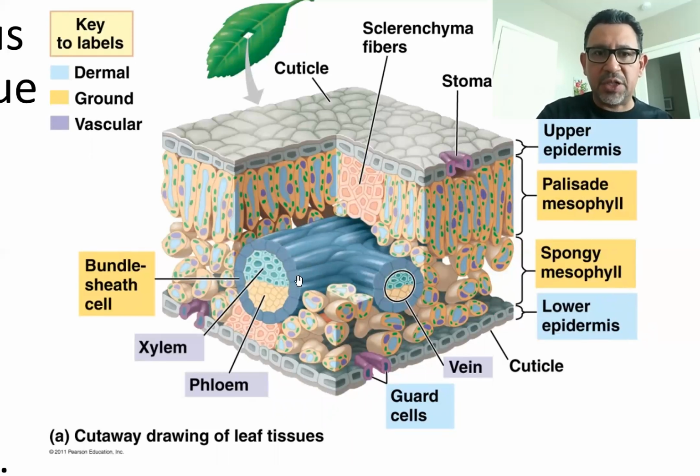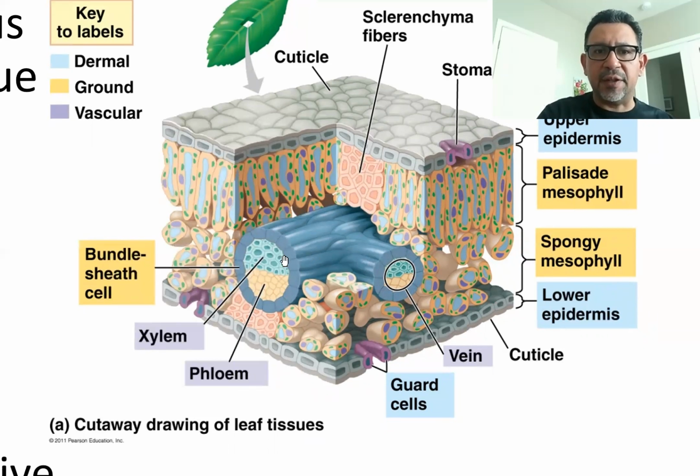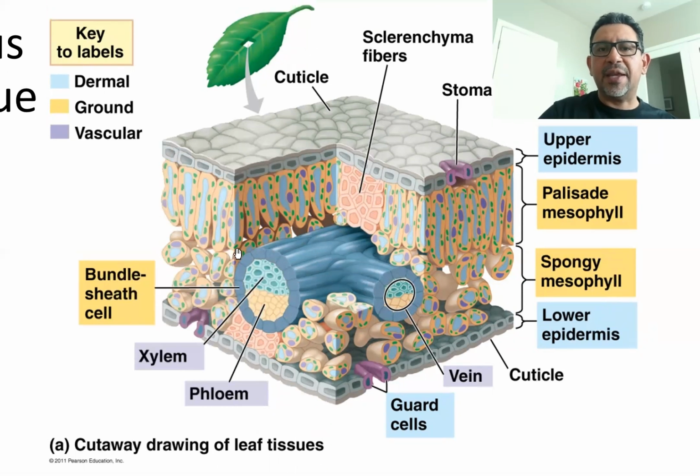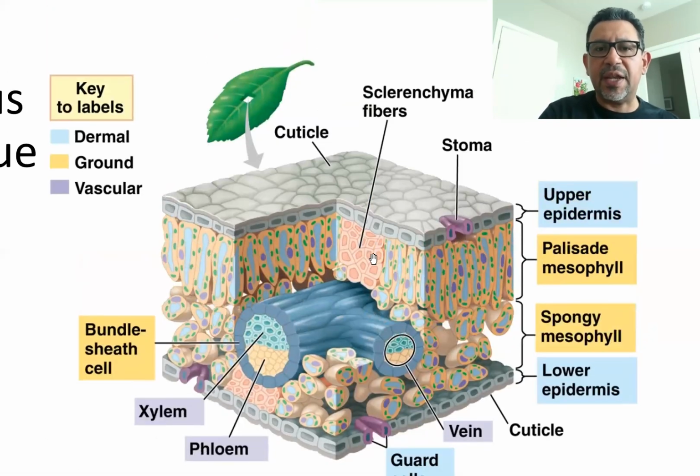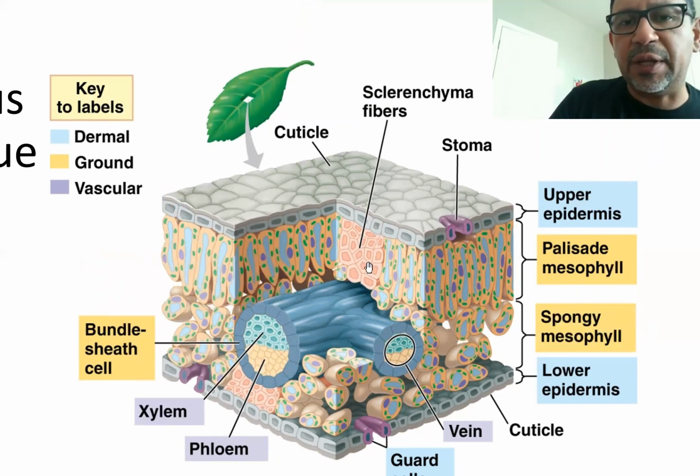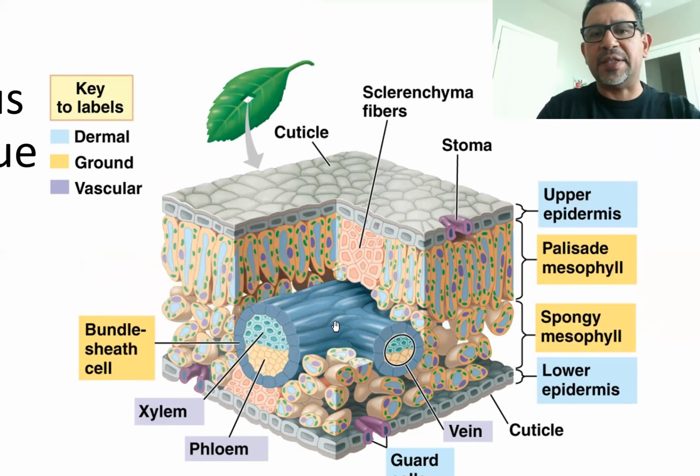Notice also, in addition to the bundle sheath cells, that the veins of a leaf are also going to be receiving additional structural support by sclerenchyma fibers. And these sclerenchyma fibers are usually going to be cells that will be providing additional protection, preventing the breakage of one of these veins.